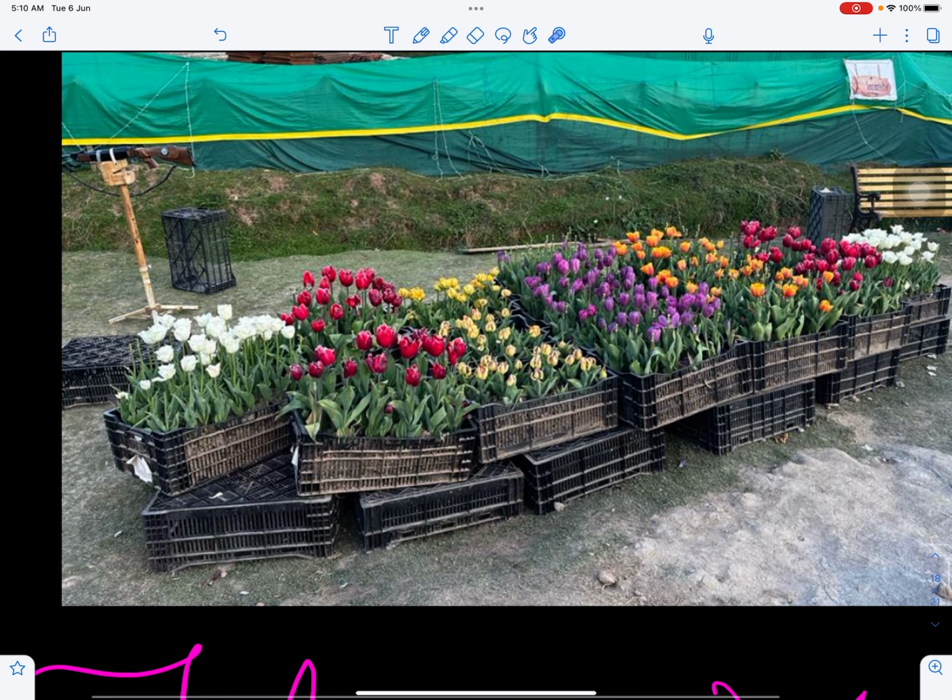Now this is all about angiosperms, why they are used as ornamental plants. They can have social and religious value. They can be used for mourning or grief. They are the most predominant vegetation on earth. So these are again tulip flowers.